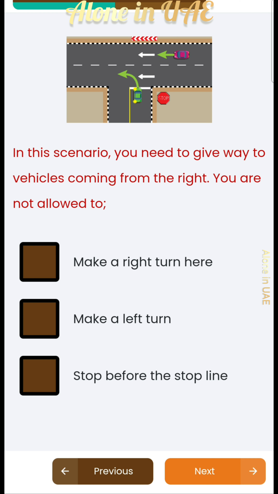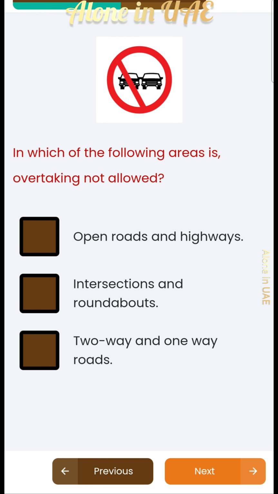In this scenario, you need to give way to vehicles coming from the right. You are not allowed to make a right turn here. In which of the following areas is overtaking not allowed?